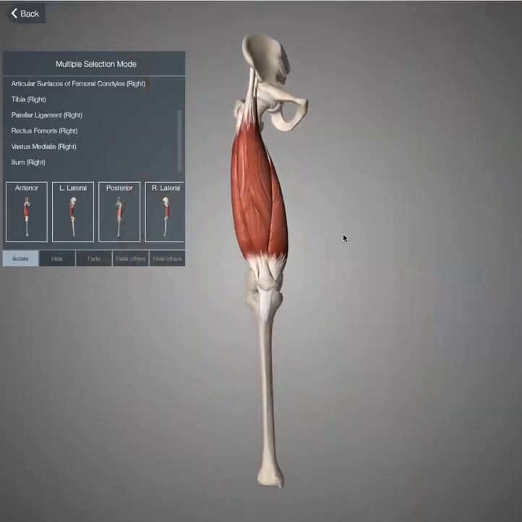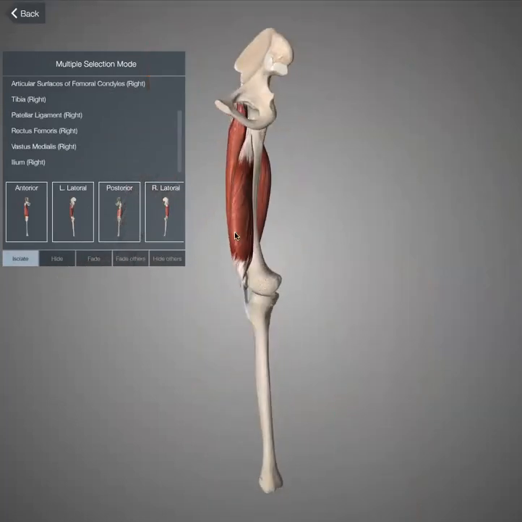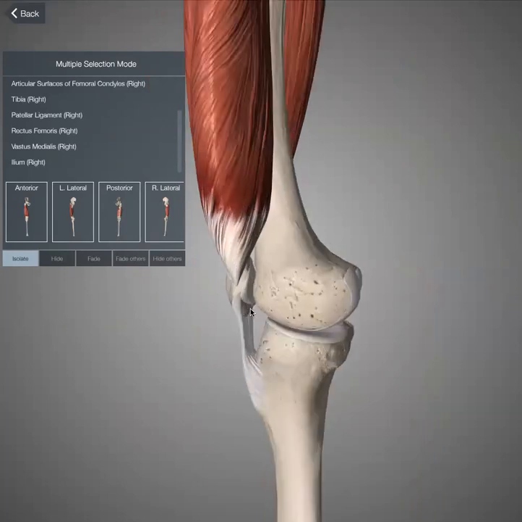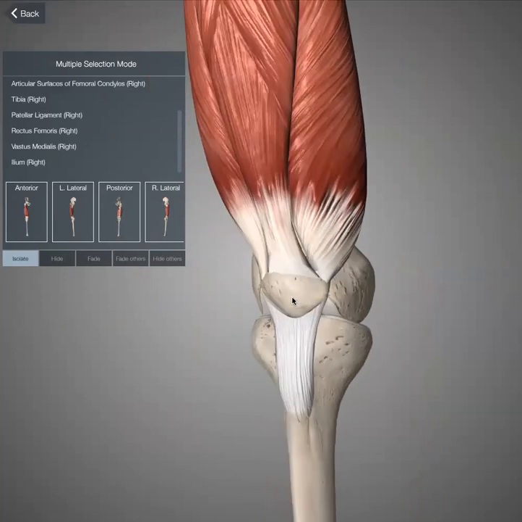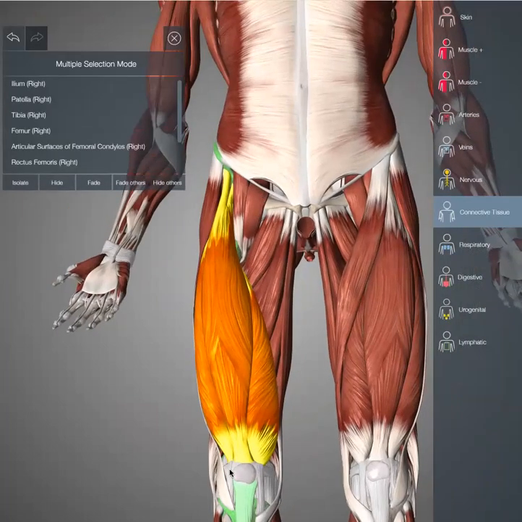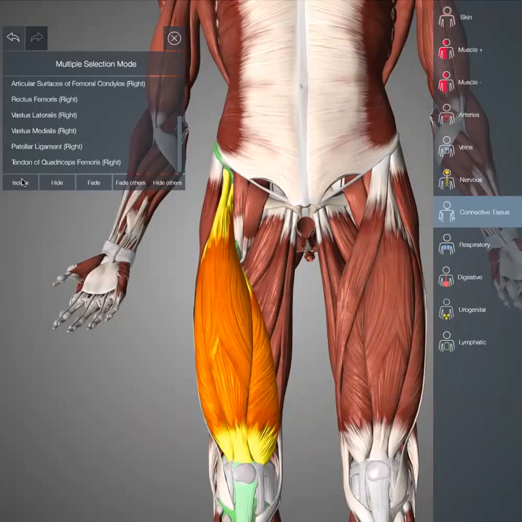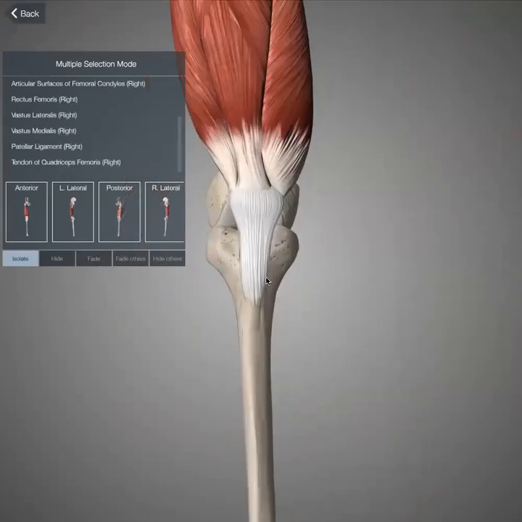Now, you can see how they are also able to stabilize the patella because these muscles in a way run over. Let's select also the connective tissue on top of it, and you will see that they put the patella in place.